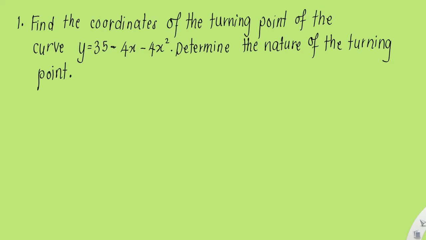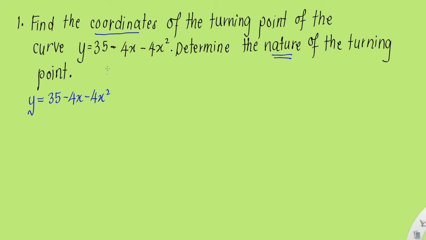You're given this question now. Find the coordinates of the turning point for this curve y = 35 - 4x - 4x², then determine the nature. The nature means you have to know whether it's a minimum or maximum point. Just by looking at your equation, we can already know whether this is going to be a sad graph or a happy graph. How do you know? You have to look at the value of a. The value of a here is -4.